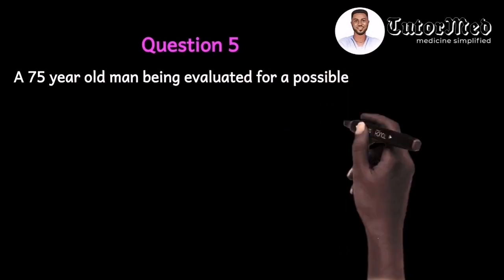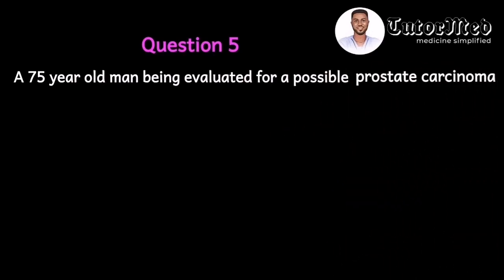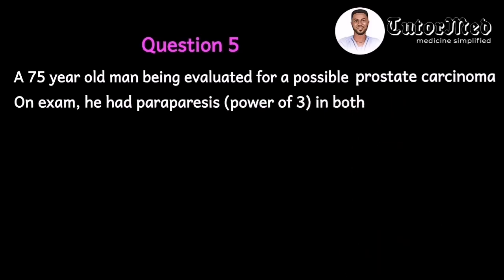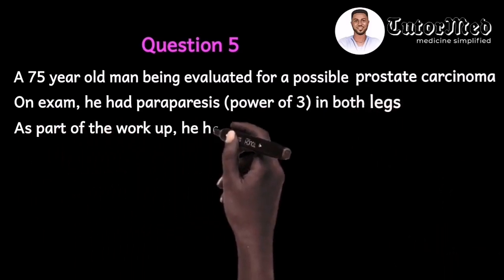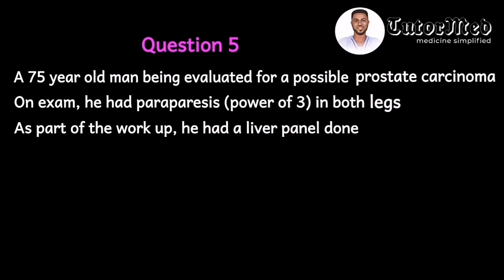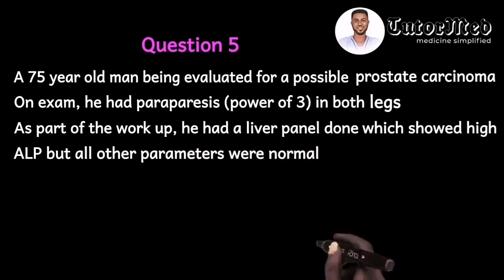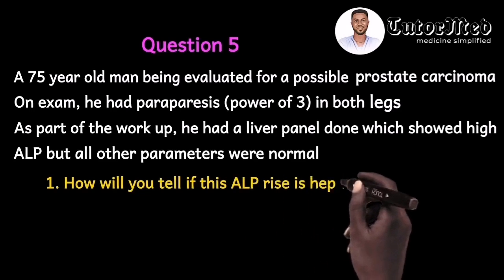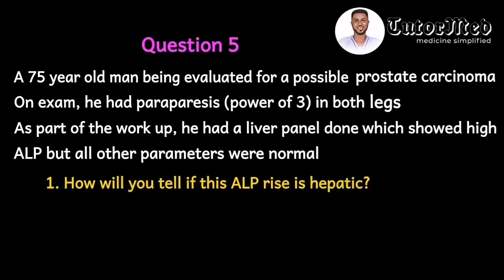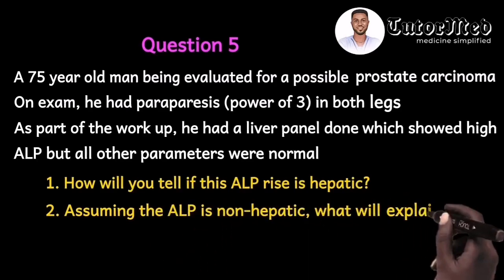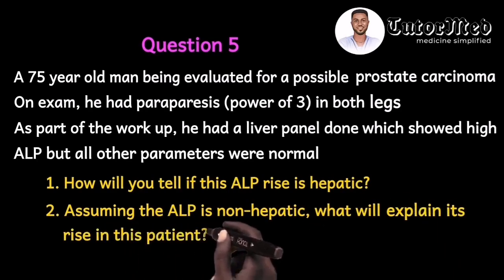Question 5. A 75-year-old man is being evaluated for a possible prostate carcinoma. On physical exam, he had paraparesis, a power of 3, in both legs, and as part of the workup for possible surgery, he had a liver panel done which showed a high ALP, but all other parameters on the panel were normal. 1. How will you tell if this ALP rise is hepatic in origin? And 2. Assuming the ALP is non-hepatic, what will explain its rise in this patient?